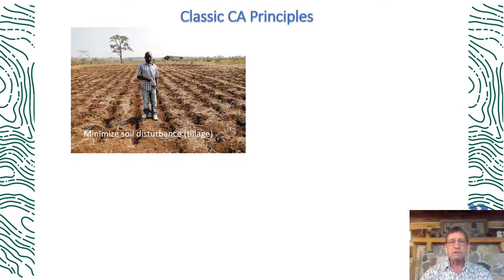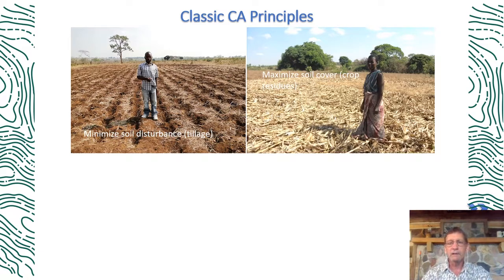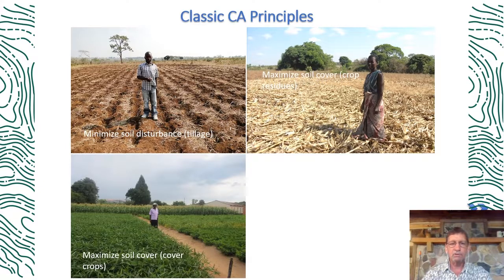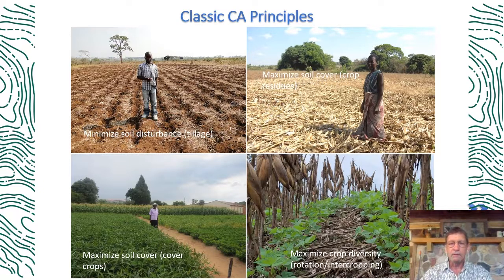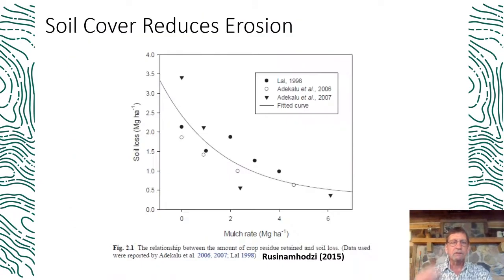As you probably know, the classic CA principles include minimizing soil disturbance, maximizing soil cover either through crop residue use or through cover crops. And the third principle is maximizing crop diversity. These principles are very effective in maintaining soil quality and improving soil quality over time.